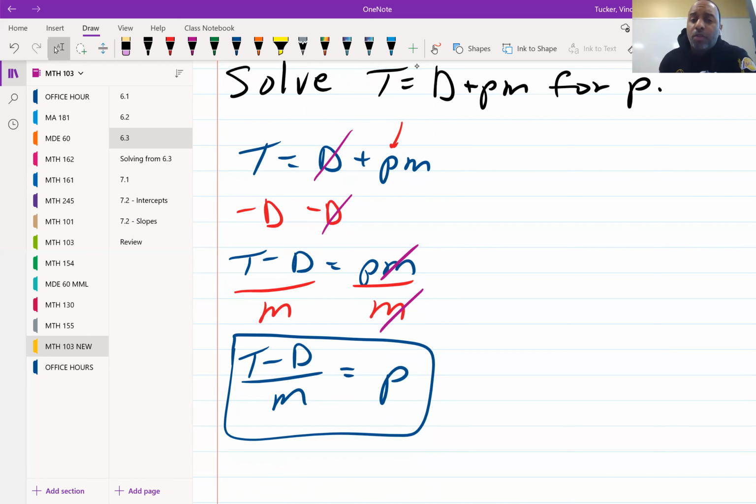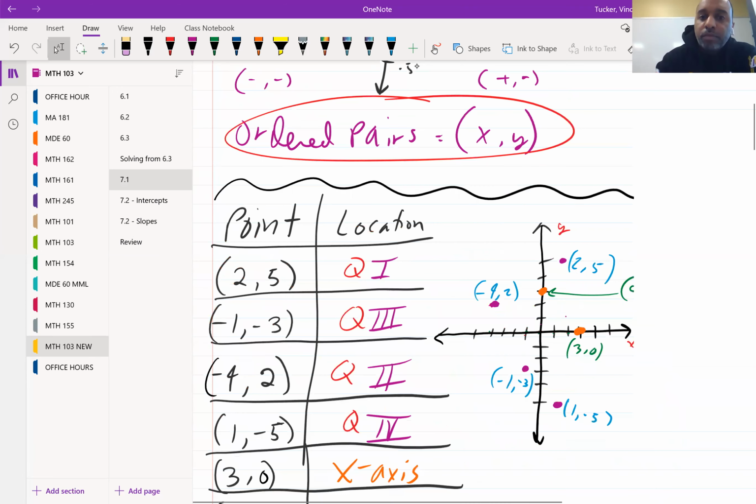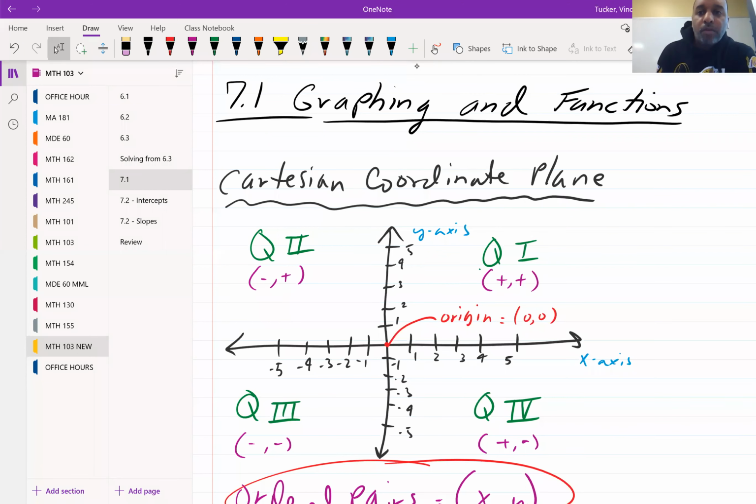All right. So that's it for chapter 6. That's 6.1, 6.2, 6.3 we've talked about. We're going to get into 7.1. We're not going to finish it, just get in there because we have time. And 7.1 actually takes us into graphing, looking at our Cartesian coordinate plane.